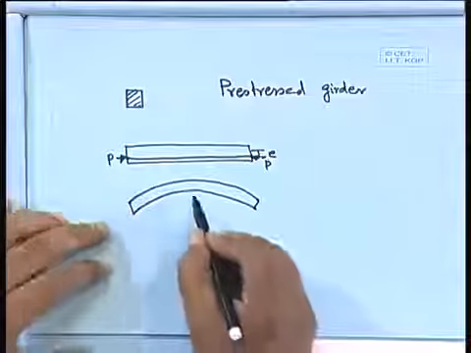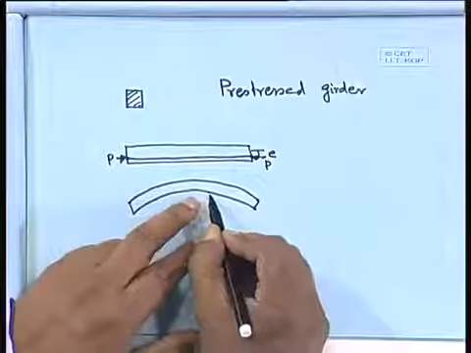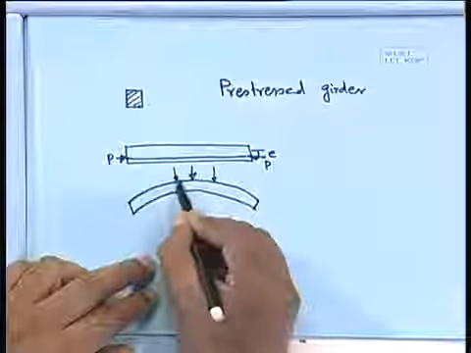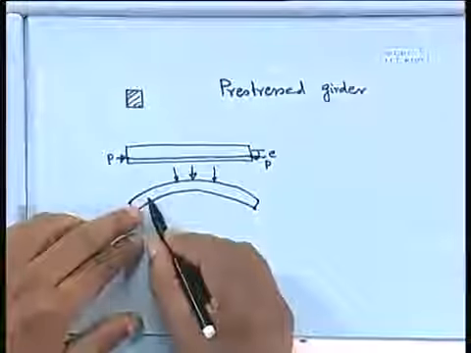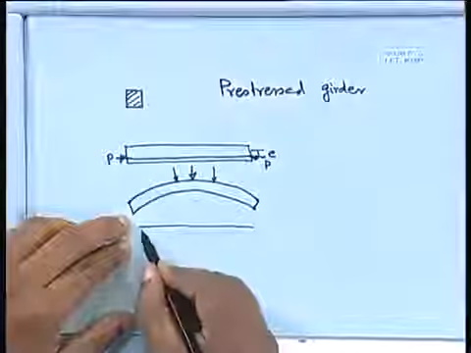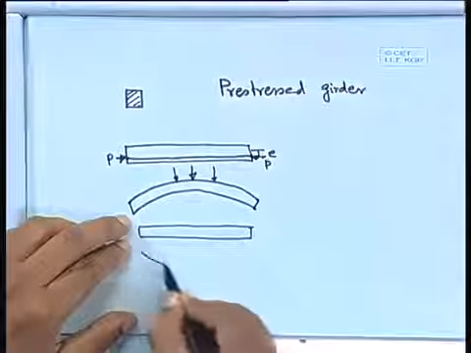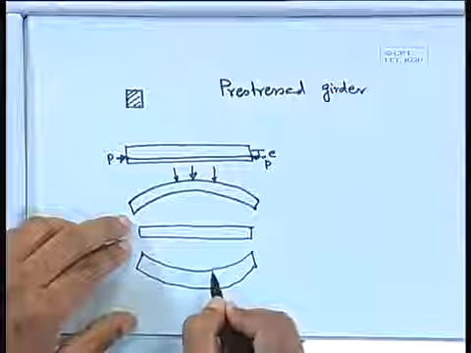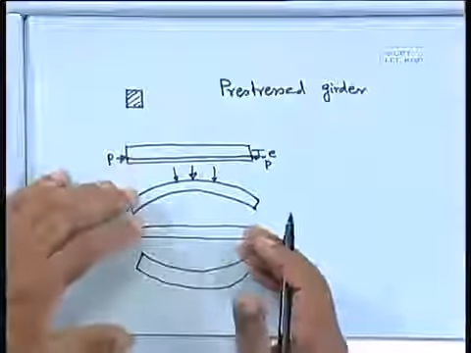So what happens here, for failure, if we apply the load like this? It has to first neutralize and then move. So automatically you can understand that it will take more load.